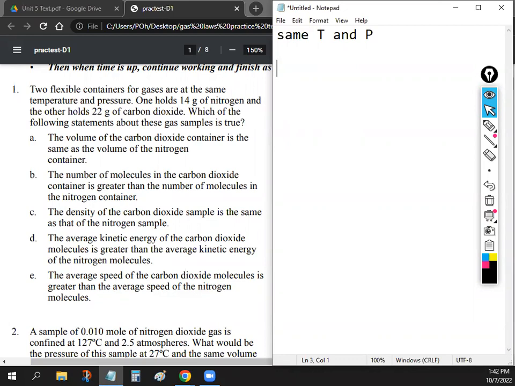So let's look at A. The volume of the carbon dioxide container is the same as the volume of the nitrogen container. Let's think about this a little bit. It says the temperature and the pressure are the same. Now, if you remember temperature and pressure, do you remember the law that it refers to?